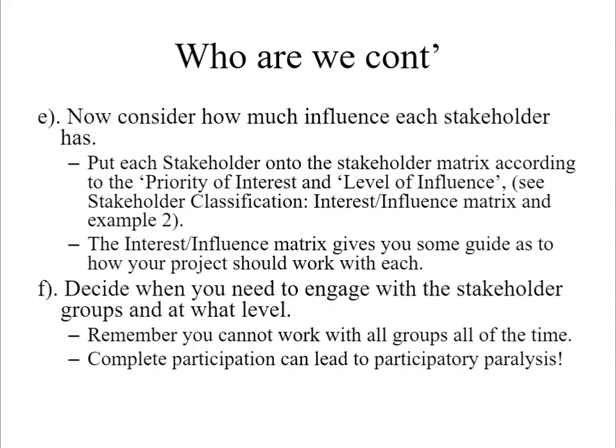The next step is to consider how much influence each stakeholder has. Here, you need to put each stakeholder into a stakeholder matrix according to the priority of interest and level of influence. See stakeholder classification, interest or influence matrix in your notes. The interest influence matrix gives you some guide as to how your project should work with each. The last step, which is the sixth step, is to decide when you need to engage with the stakeholder groups and at what level. Remember, you cannot work with all groups at all the time, as complete participation can lead to participatory paralysis.